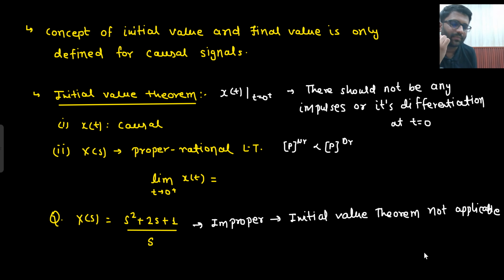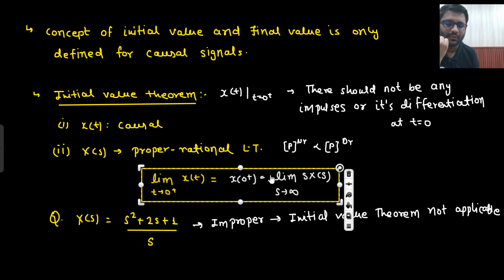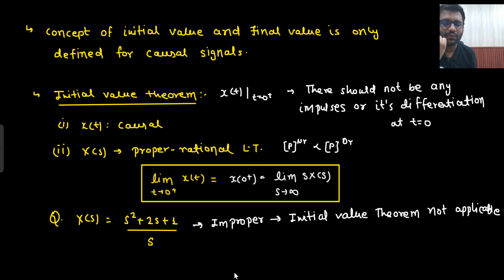Now what is this initial value theorem? To find the value of x(t) at t equals to 0 plus, x(0+) will be equal to the limit, where I multiply this X(s) with s, and then put the limit of s tending to infinity. So this is known as the initial value theorem. But the condition is X(s) should be a proper and rational Laplace transform.